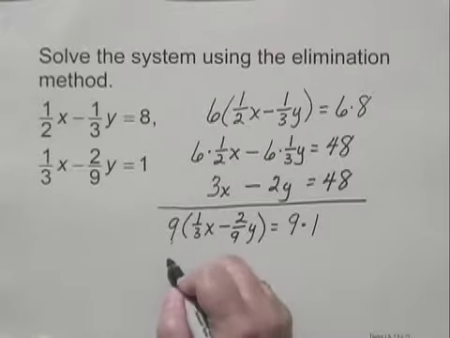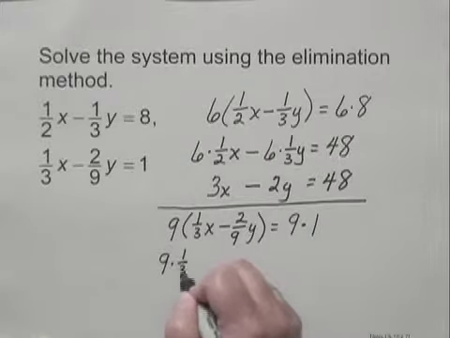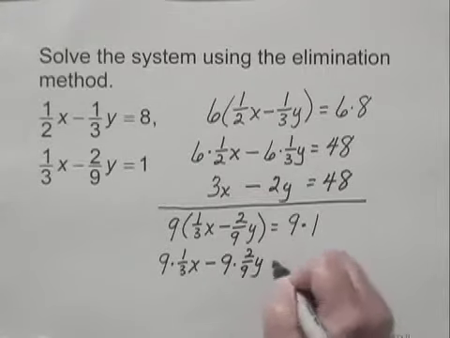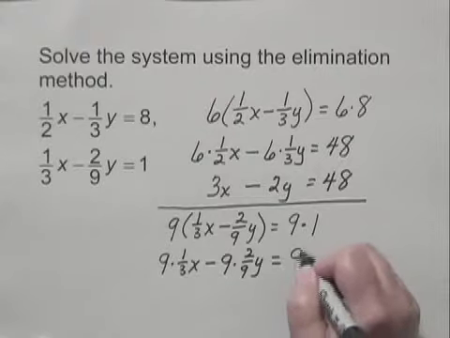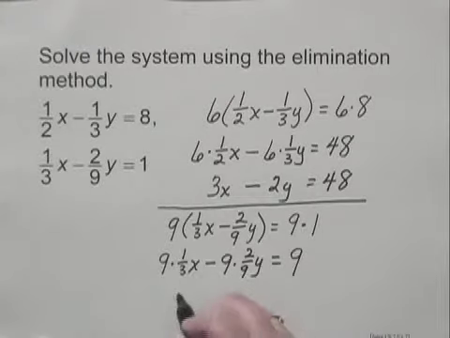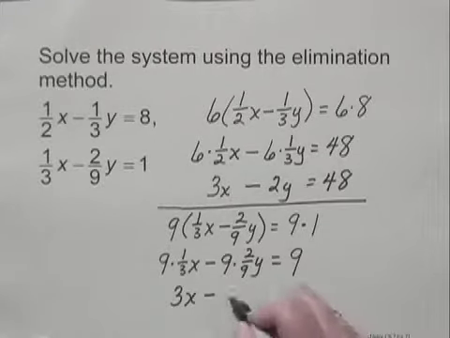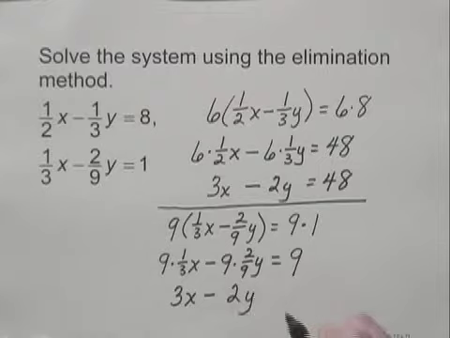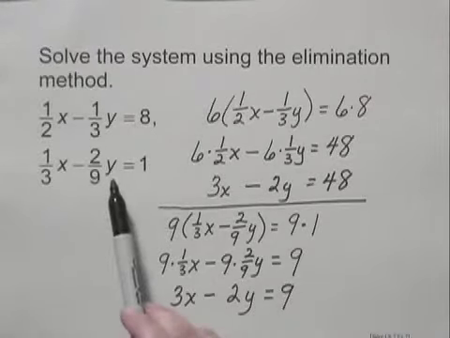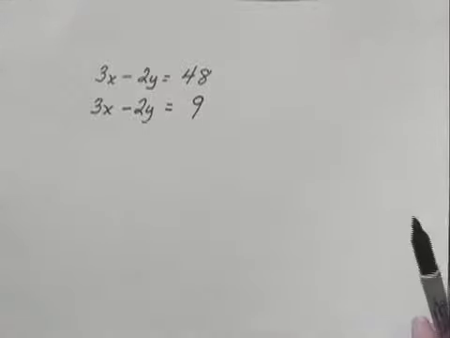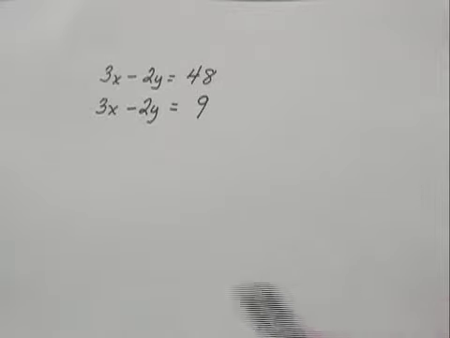Using the distributive property, I have 9 times 1/3 x minus 9 times 2/9 y equals 9 times 1, which is 9. 9 times 1/3 is 3, so I have 3x, minus 9 times 2/9 is 2, so I have 2y. This equation is equivalent to the second equation. So this same system here is equivalent to the system 3x minus 2y equals 48, 3x minus 2y equals 9.